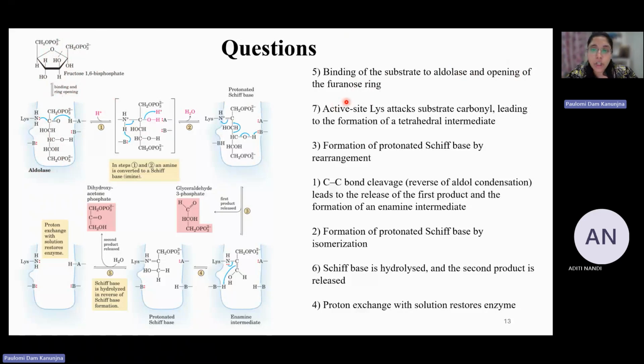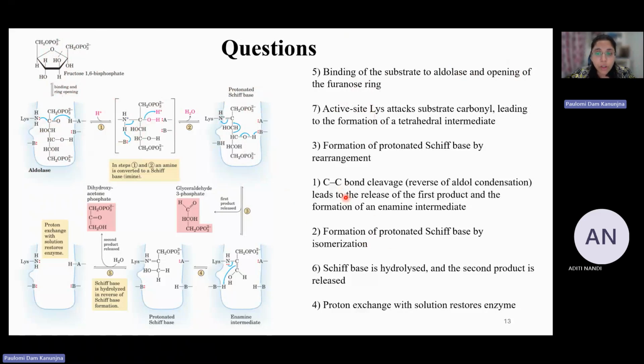Next, again, you got it right. The active site lysine of the enzyme attacks the substrate carbonyl, and this leads to the formation of a tetrahedral intermediate. Something similar to this we already saw in the previous slide when we were looking into the enediol intermediate, right? Third one is formation of a protonated Schiff base by rearrangement.